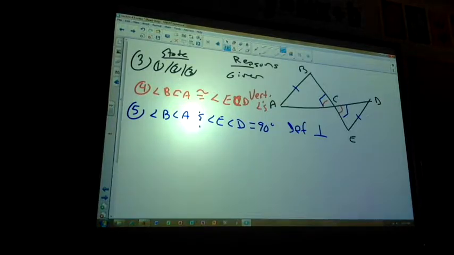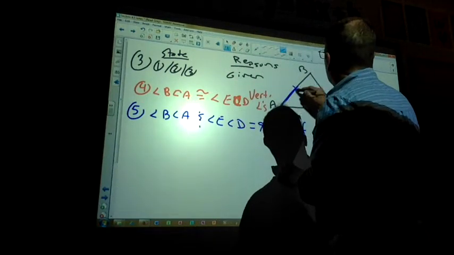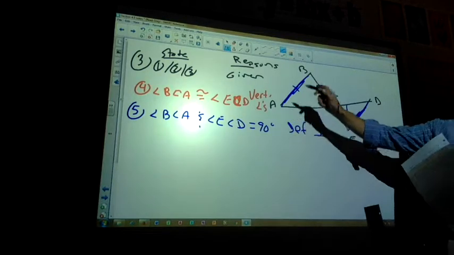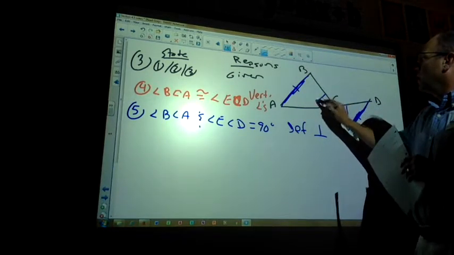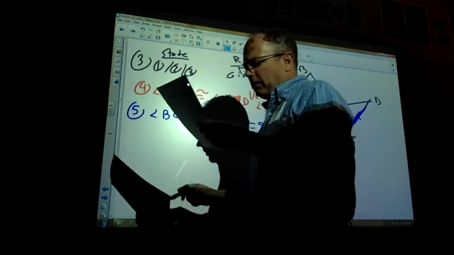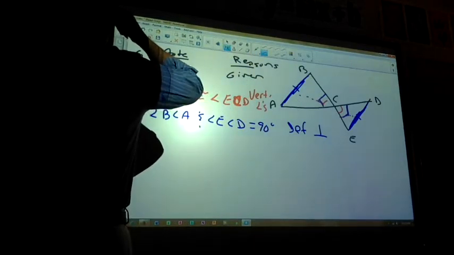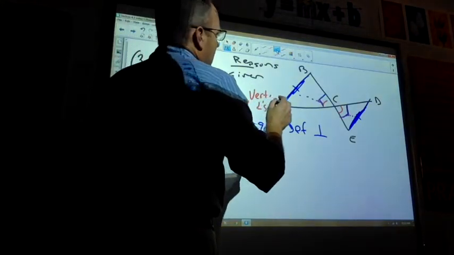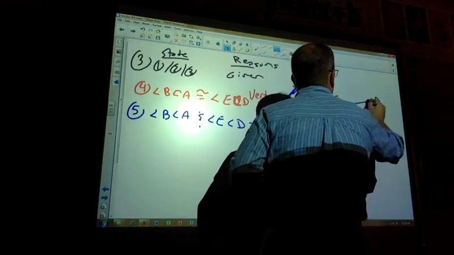So of our AB and our ED, are those the hypotenuse or are those one of the legs? Hypotenuse, yeah. So think of it this way: this arrow points to its hypotenuse, the 90-degree angle. And then the last thing that they tell us is C happens to be the midpoint of AD. So now we're talking about this portion and this portion.